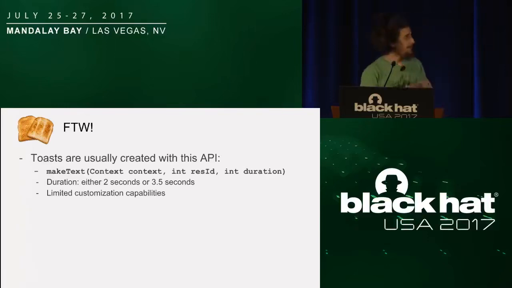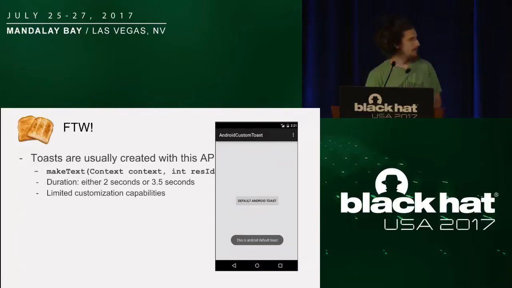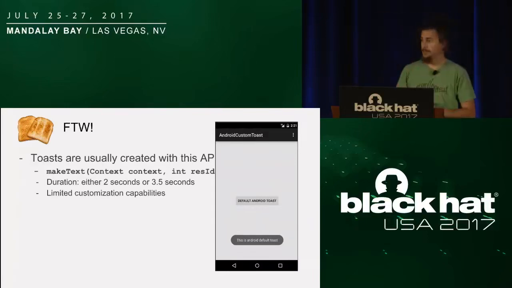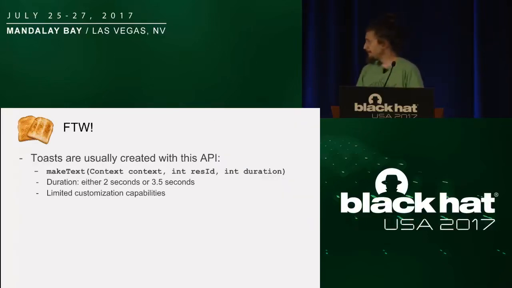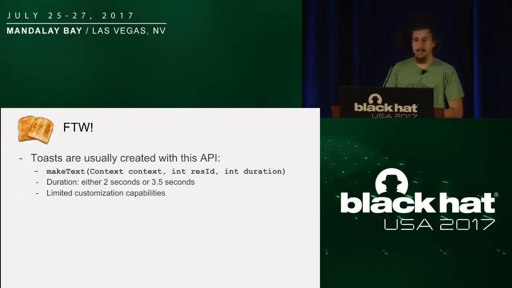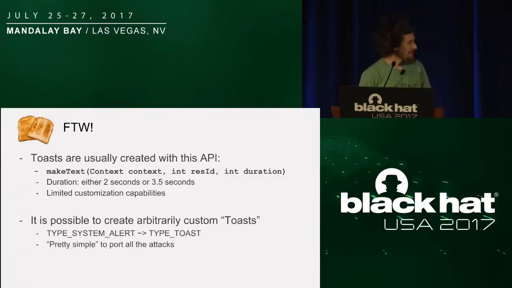Toasts are one of the features where you can create them with this makeText API. When you create them, they look like this. They're just very brief notifications. There is this API, and you can create them for a limited duration, either 2 seconds or 3.5 seconds. Now, toasts have been abused in the past, and the usual trick is that you keep creating them, okay? And what we found is that it's actually possible to create custom toasts by using exactly the same API that you would use to create these system overlays.